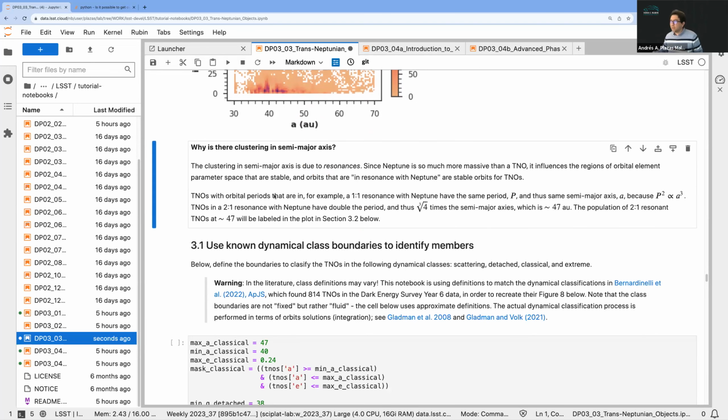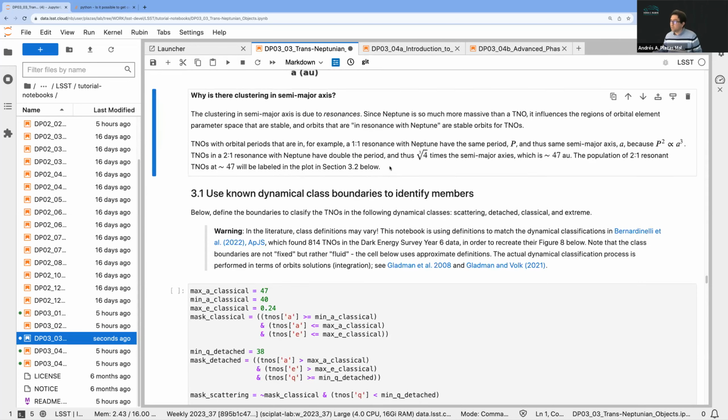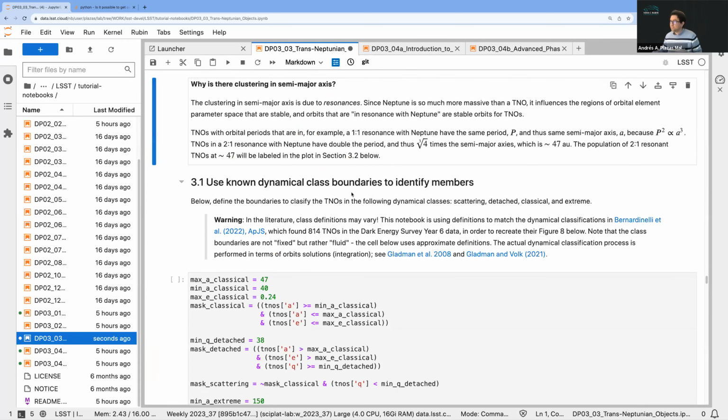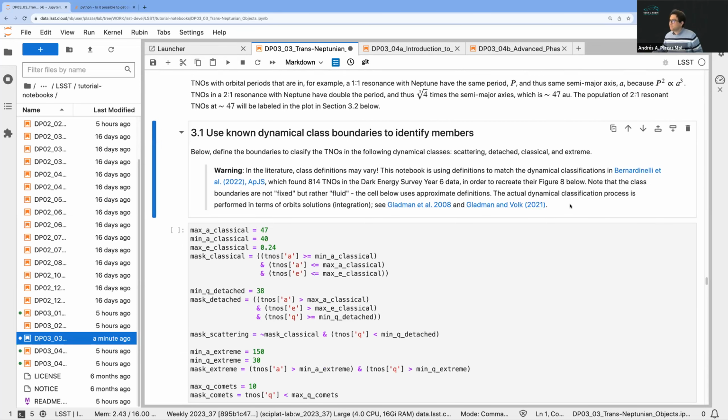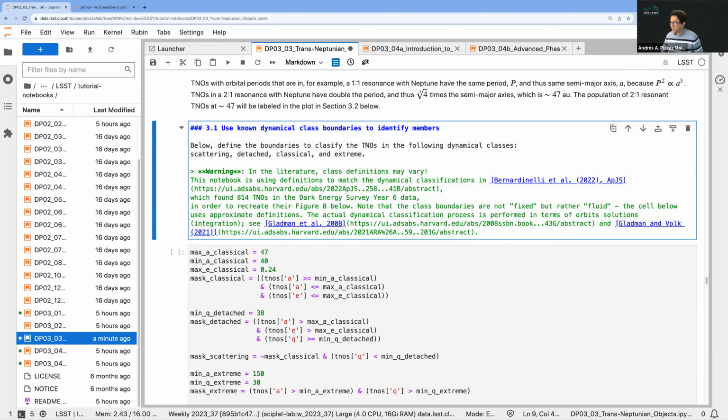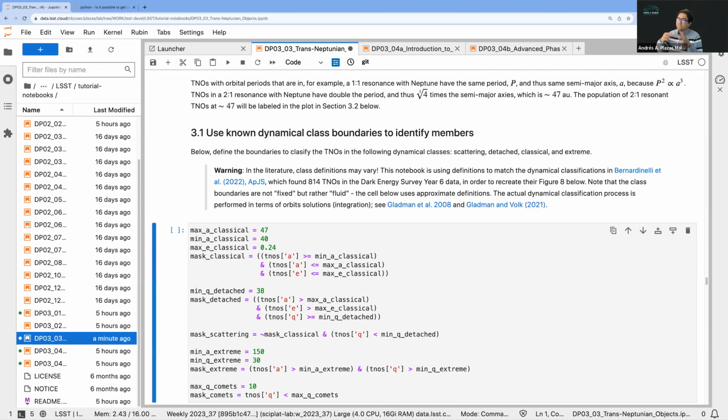This cell explains the clustering in the semi-major axis that I was talking about in terms of the resonances, the mean motion resonances of Neptune. So now we move forward to the next subsection. At the beginning, I was talking about all these different dynamical classes of TNOs, and how do we actually define them, or make cuts in order to get subsets of the table that identify each one of those classes?